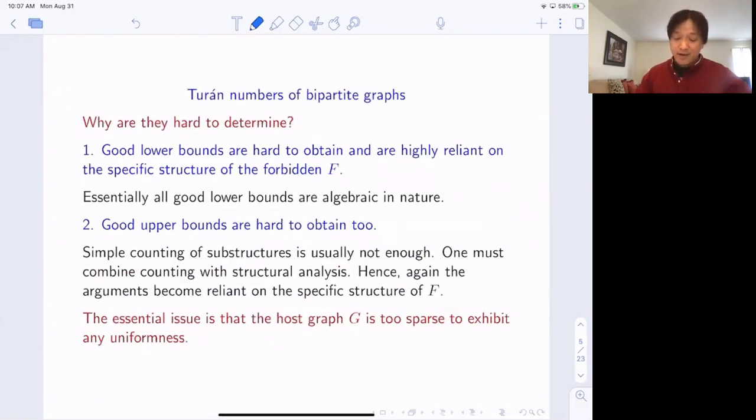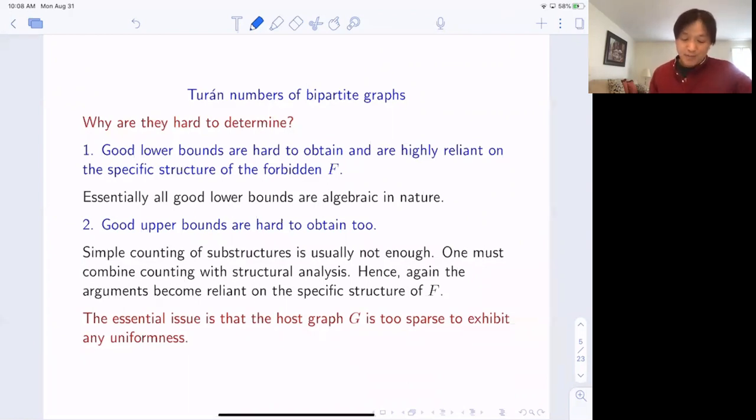Okay, moving on to the bipartite case. Why are they difficult to determine? Again, it's just my philosophical viewpoint. First, good lower bounds are very hard to obtain. And unlike the non-bipartite case, lower bounds for the bipartite case are much more reliant on the specific structure of the forbidden F. So for instance, if you want to forbid an even cycle versus a complete bipartite graph, the information you need to use is very different, and the construction likewise is very different. If you use a simple random argument, it usually doesn't give you a very good bound. Essentially, all the good lower bounds are algebraic in nature.